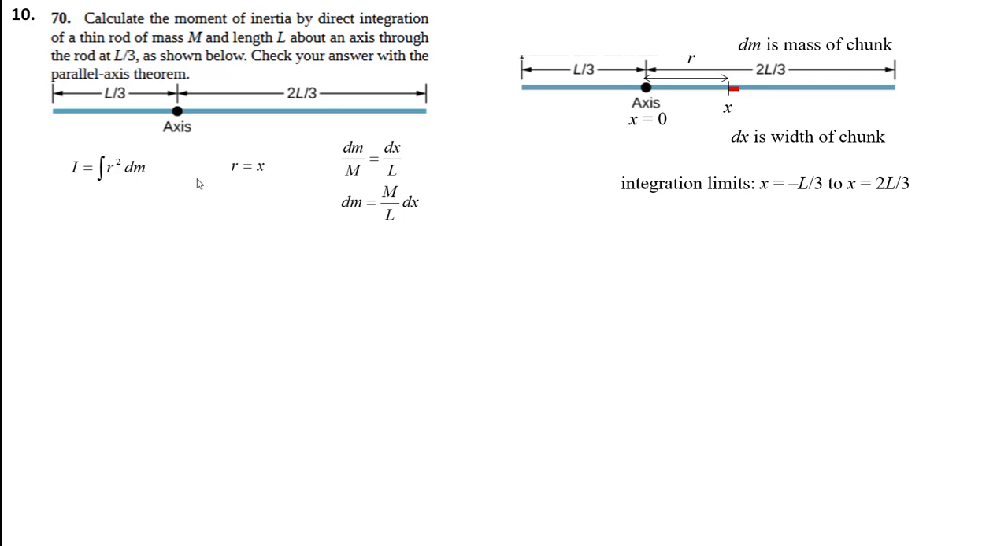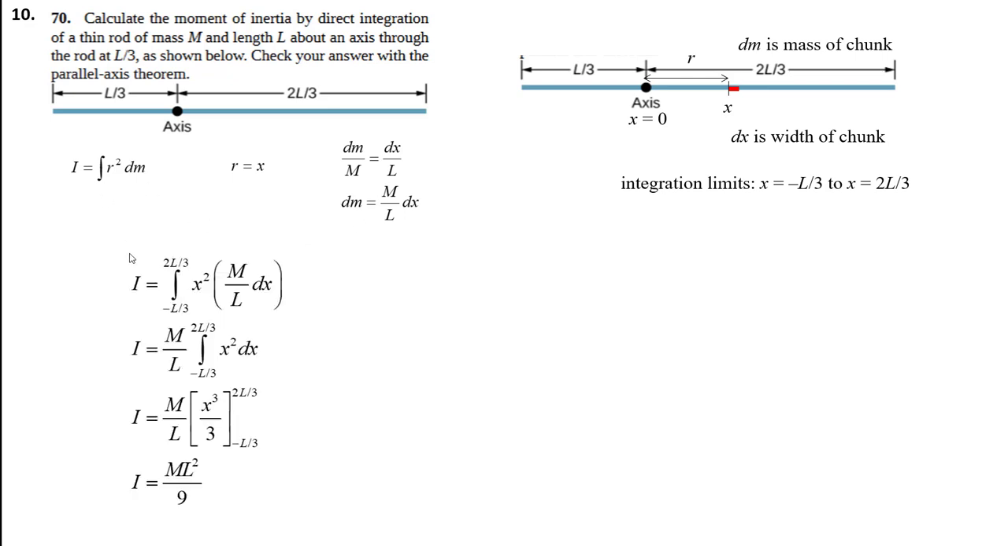But the next step is we'll plug in for x, we'll plug in for dm, we'll plug in our limits, and then we're ready to integrate. So here's my integral. My lower limit is negative L over 3. My upper limit is 2L over 3. Instead of r, I've plugged in x, so that becomes x squared. And then instead of dm, I've plugged in m over L times dx. And now we can bring out the m over L, we can perform the integral, we can plug in everything, and we get that the moment of inertia is equal to mL squared over 9.